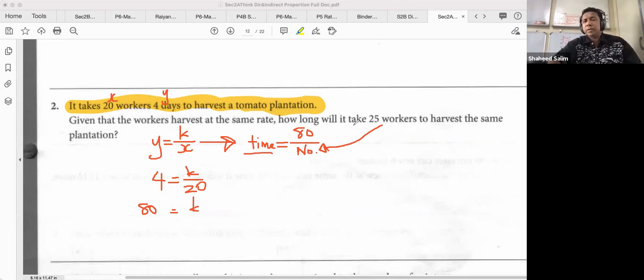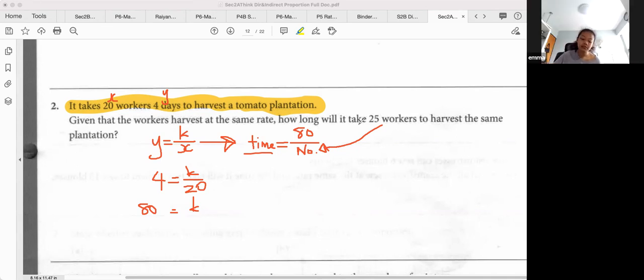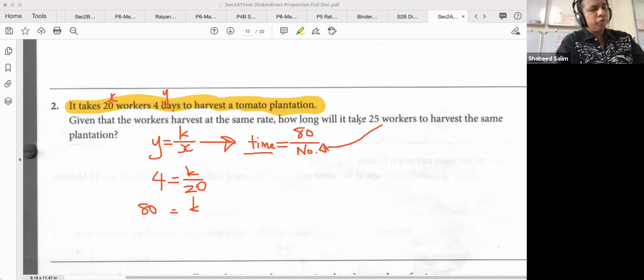Can you do now the question? You understand what I'm explaining? Yes, right. 3.2. Yes. So it will take 3.2 days. Well done. That's it.